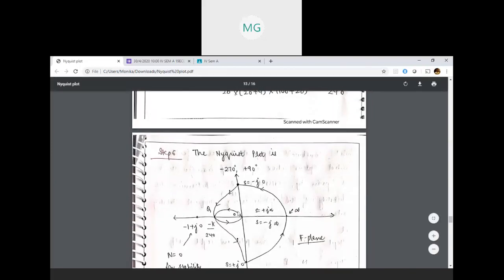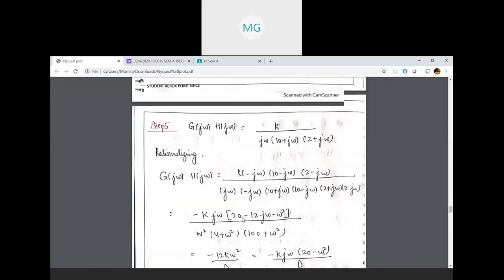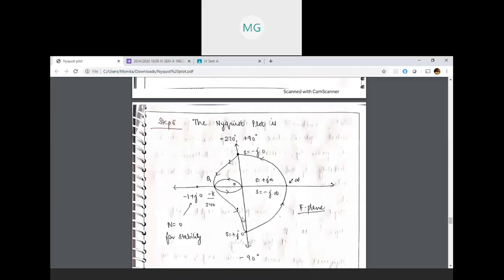Your plot starts from s equals plus j infinity at the origin, right? And it terminates at s equals plus j0, right? Listen to me carefully. It terminates at s equals plus j0. That means you have identified two different points, at the starting point and terminating point, both with magnitude 0. Now, what is the angle? The angle of the starting point is minus 270 degree. It starts at minus 270 degree. Now you see that the minus 270 degree axis and plus 90 degree axis are the same, right?